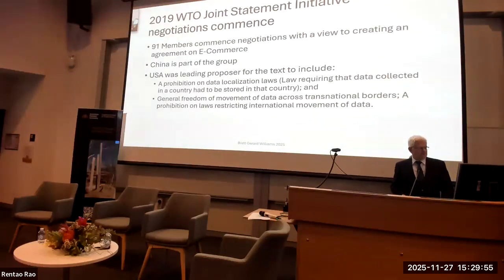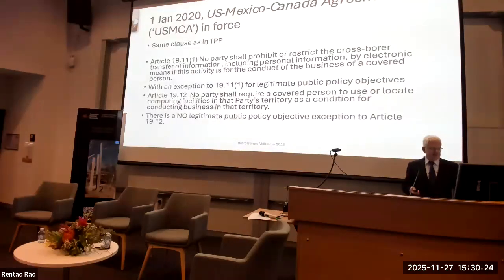Then the WTO negotiations went to the next stage and actually formally decided to negotiate a text of an agreement. And straight away, China came in, changed its mind, and decided it should participate in the development of the rules. The US was the leading proposer that the text should include a prohibition on data localization rules and a general freedom of movement of data across transnational borders. And you see that US approach reflected in the US, Mexico, Canada agreement even more strictly in that they didn't have a legitimate public policy objective in that agreement relating to the localization rules.